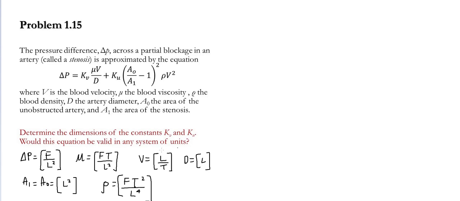Okay, and we're going to substitute all of these quantities in the equation. The assumption is that Kv and Ku, since they're constants, are going to be dimensionless, and that's what we want to prove. So let's just start with delta P. We write delta P on the left side, force per unit length squared. And then we have equal. We have the equation. So we have Kv as a constant, so I'm just going to write it. And then we're going to replace mu.